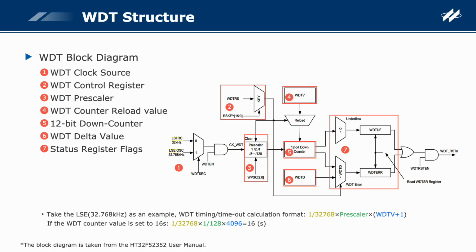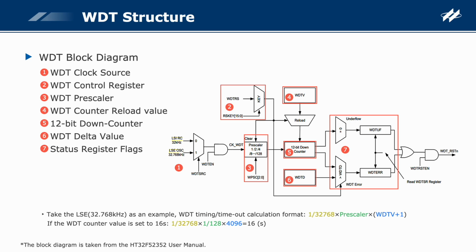A 12-bit down counter clock is obtained by dividing CK_WDT by a 3-bit prescaler. When the WDT is enabled, the counter reloads the WDTV value and counts down from this value. The WDT_ERR and WDT_UF flags in the WDT_SR register will be set respectively when a watchdog timer error occurs or when the watchdog timer underflows. If the WDT_RSTEN bit is enabled, a reset signal will be generated to reset the system.